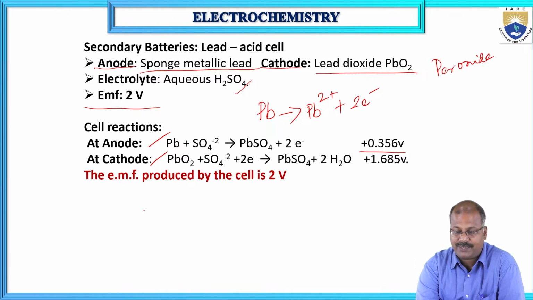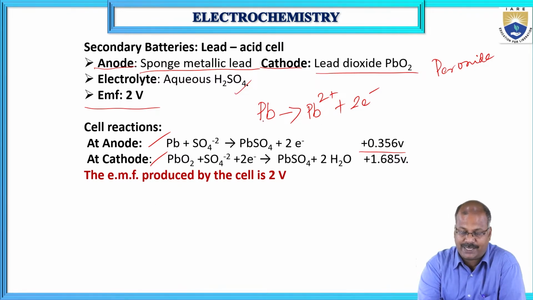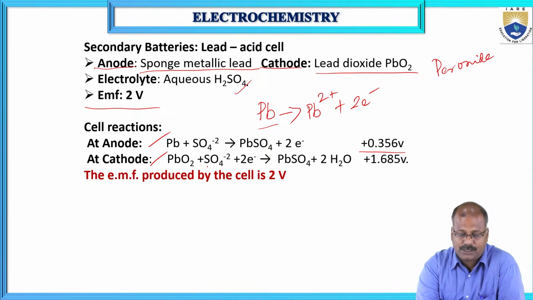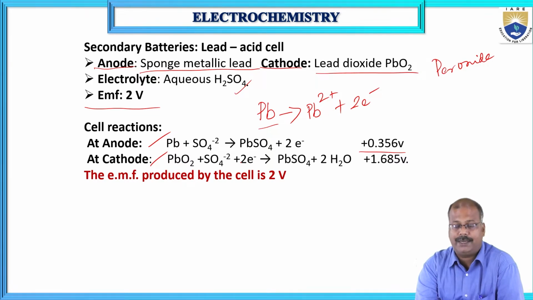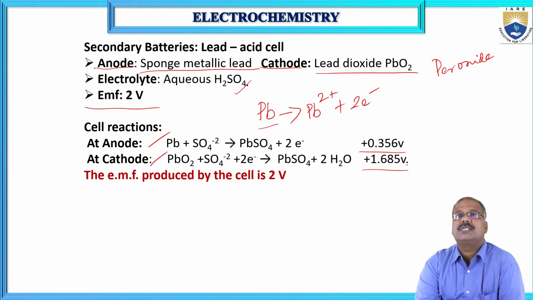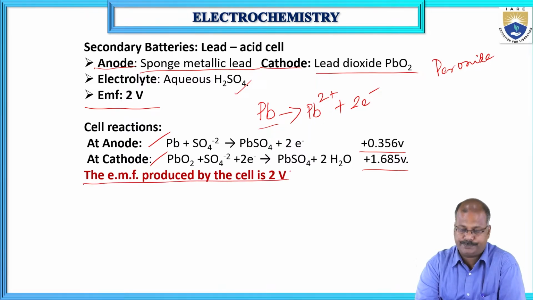At the cathode we have lead dioxide. Actually, lead, we call it spongy metallic lead because spongy means it's porous. It contains a lot of pores, the metallic lead, so it's called spongy. At cathode, lead dioxide plus 2 electrons plus sulfate gives lead sulfate plus 2H2O. So the EMF produced by the cell is 2 volts.